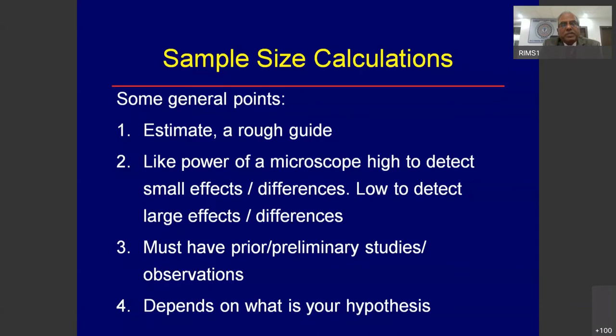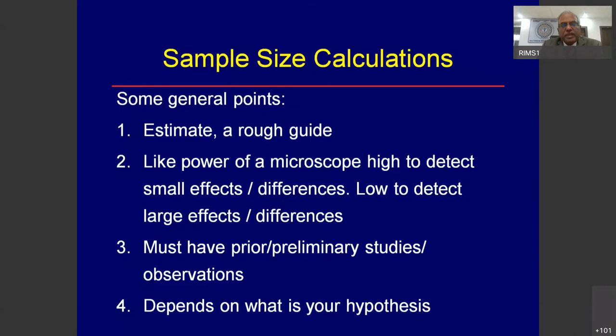So sample size estimation is a rough guide. If you take a few individuals or patients more than you estimate, it is always better rather than taking fewer. Though you may find that you have to stop the trial after interim analysis because you have overestimated the sample size. So all these things happen.